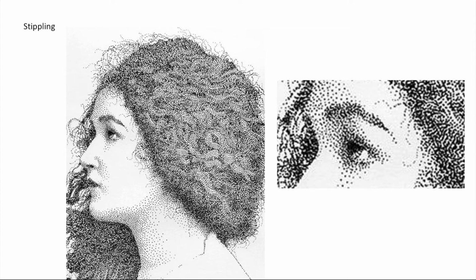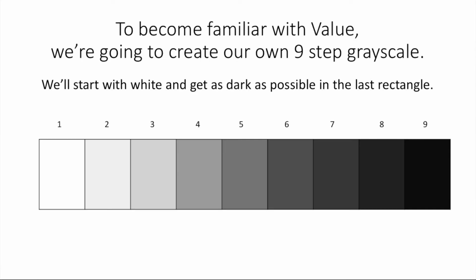Now stippling, again, nice and soft, beautiful look to a work, and a lot of patience for this one, because this is all just done by tiny dots. So what we're going to do to get familiar with value in pencil and controlling our technique with our pencil is we're going to make 9-step grayscales. You're going to do white to black.